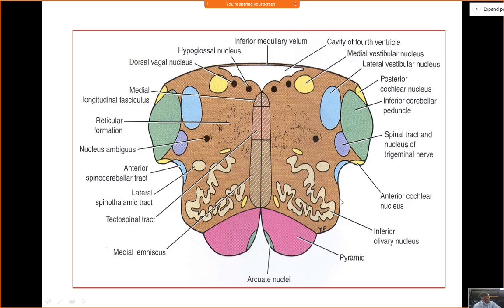When we discussed the external features of the medulla, I mentioned the olive. First is the pyramid, then lateral or dorsal to the pyramid, we have an elevation that is called the olive, and this olive is due to the inferior olivary nucleus. So this is gray matter. These are white matter, but this is again gray matter.